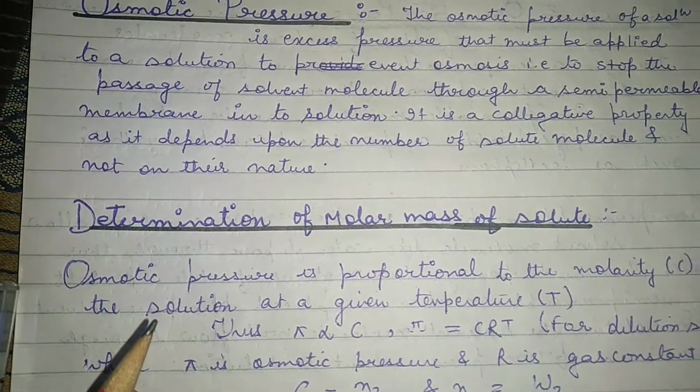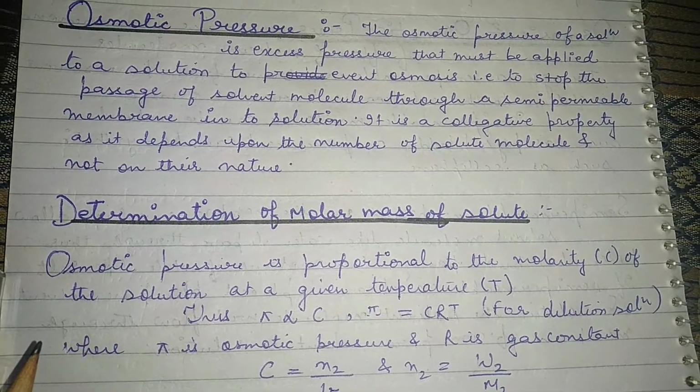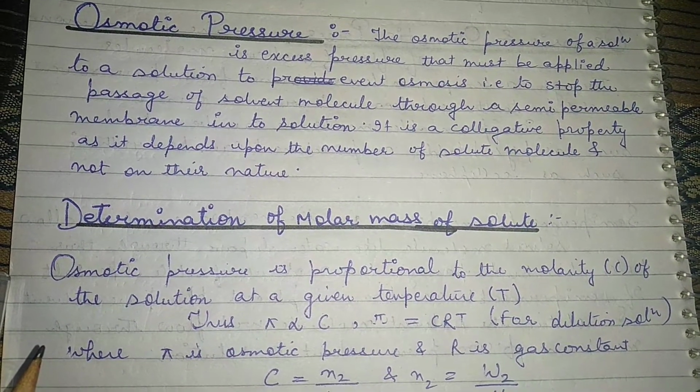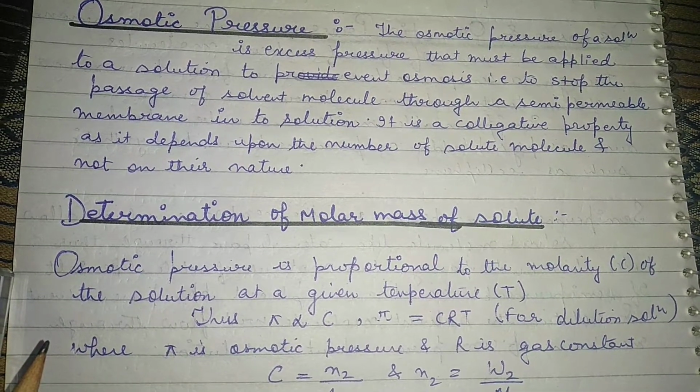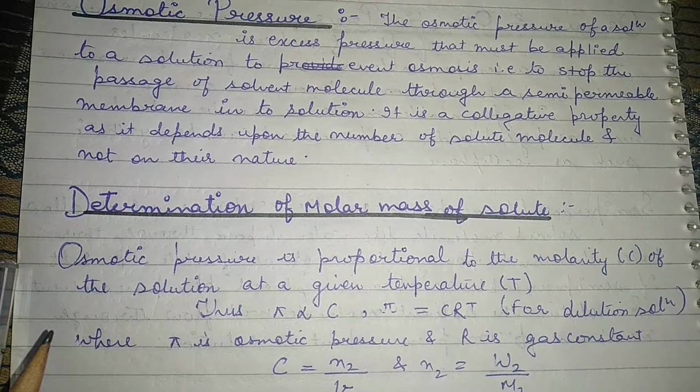So here, how can we determine the molar mass of a solute? Through osmotic pressure. Let me read for you. That is, osmotic pressure is proportional to the molarity of the solution at a given temperature. As we have read that PV is equal to nRT.